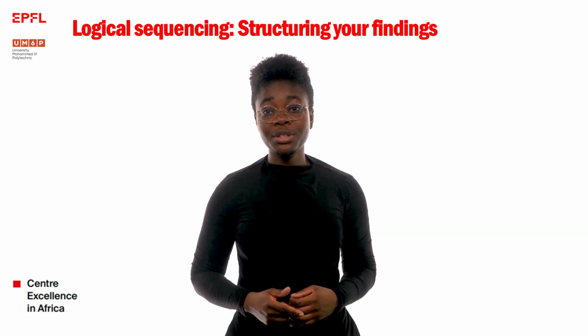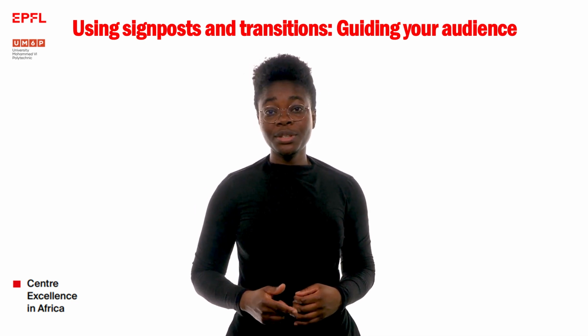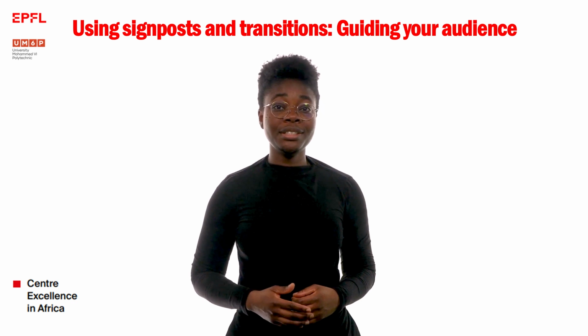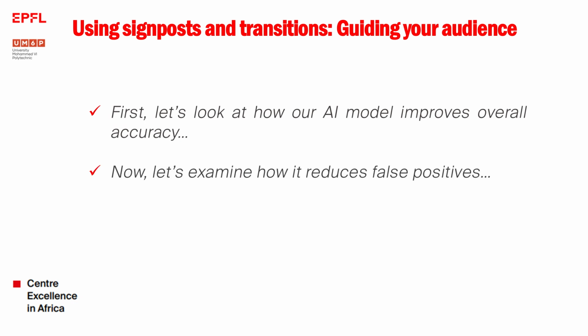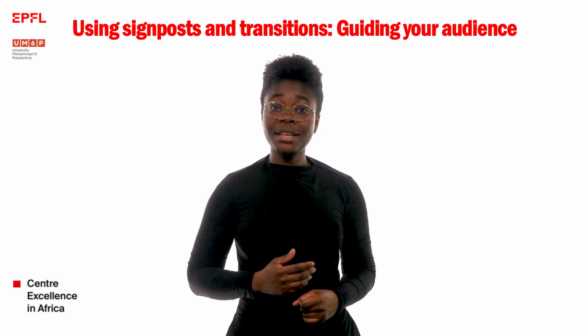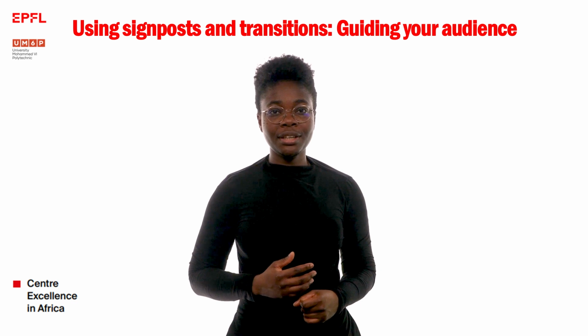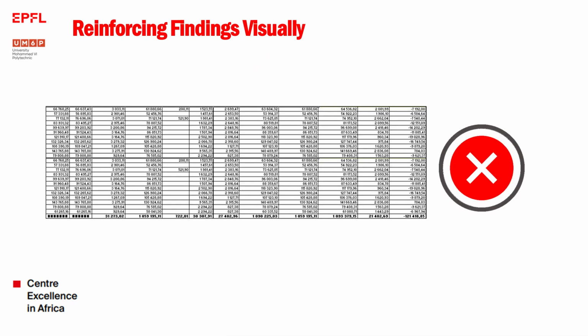Now that we have a logical flow, how do we make sure the audience follows along? Your audience should never feel lost. This is where signposting helps. First, let's look at how our AI model improves overall accuracy. Now, let's examine how it reduces false positives. Finally, let's see how well it detects rare tumor types. By using signposts like these, we create a smooth transition between findings so that the audience always knows what's coming next.